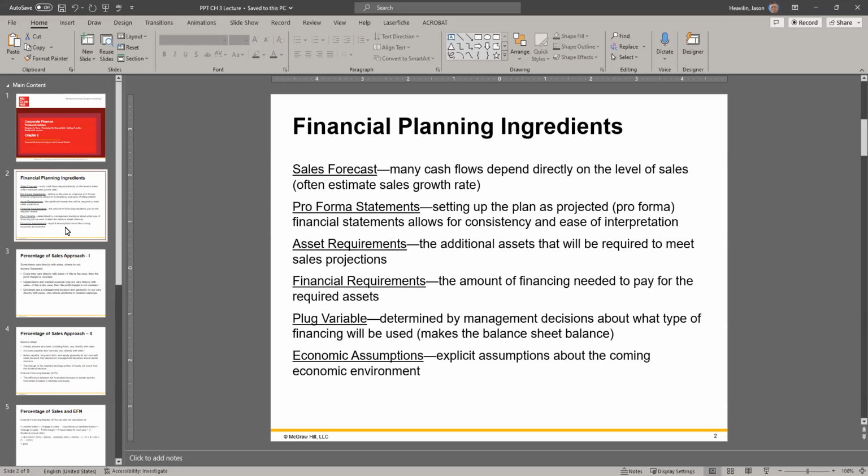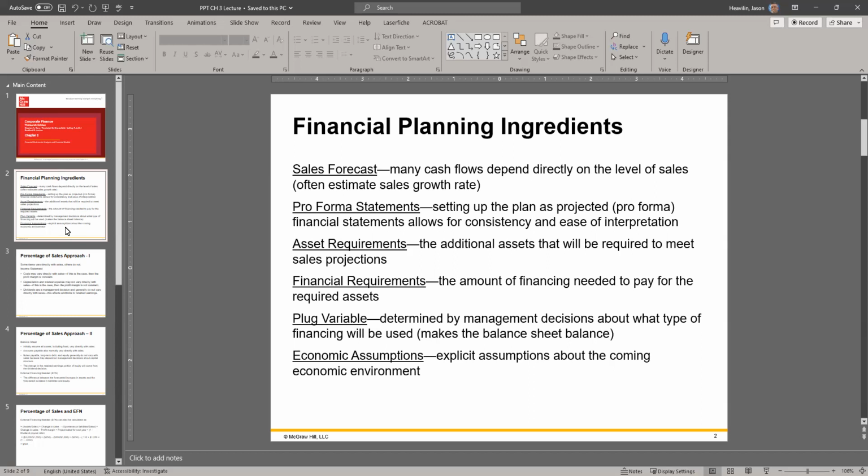Pro forma statements. Setting up the plan as projected financial statements allows for consistency and ease of interpretation. In other words, with this sales forecast, you can go ahead and generate estimates of what your financial statements are going to look like in the future, in upcoming cycles: 3 months from now, 6 months from now, a year from now, it depends.